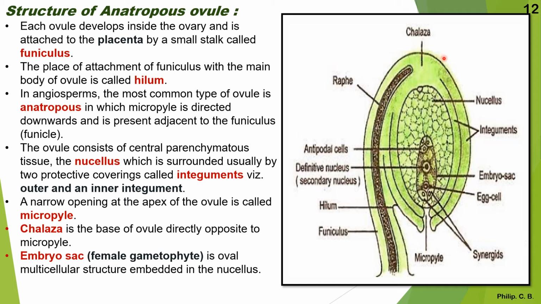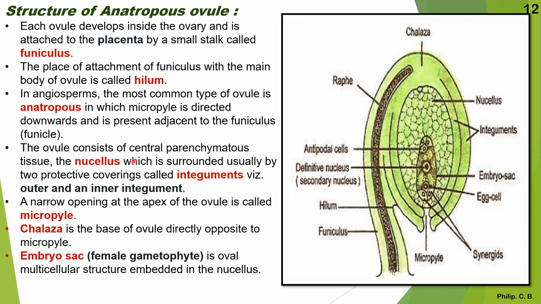So when the micropyle is at the anterior end, whereas the chalaza and funicle are at the posterior end, then it is called orthotropous. Now this is the Anatropous position, where the chalaza is at the anterior end, and towards the posterior end are the micropyle and the funiculus. Clear? Okay.